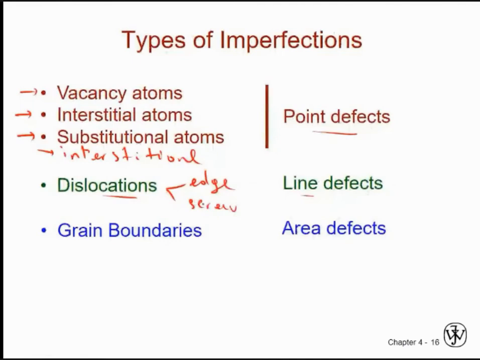So we have our line defects, and the last one is area defects, which we talked about as grain boundaries. As you see, these grains cover some area. That's why it's a two-dimensional defect, and lines are one-dimensional defects. We have some other kinds of area defects, but I will not talk about those, only grain boundaries. Let's move on.